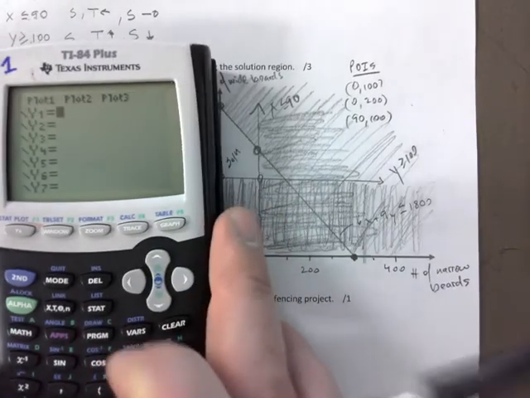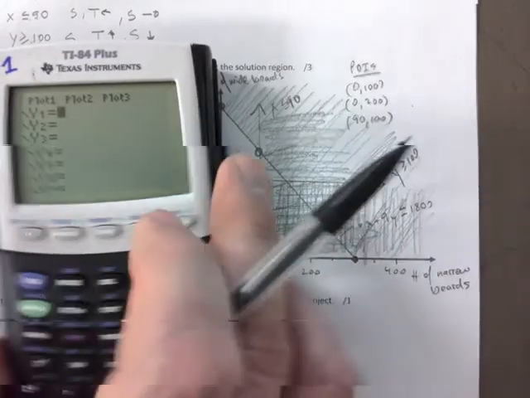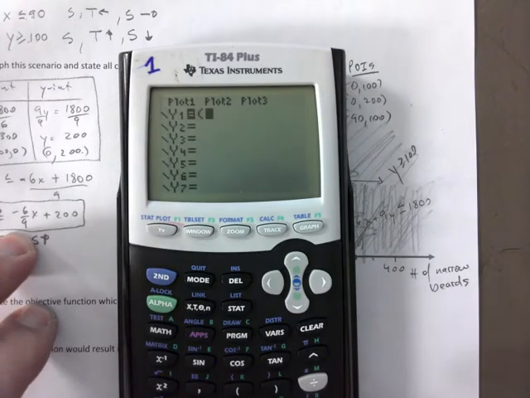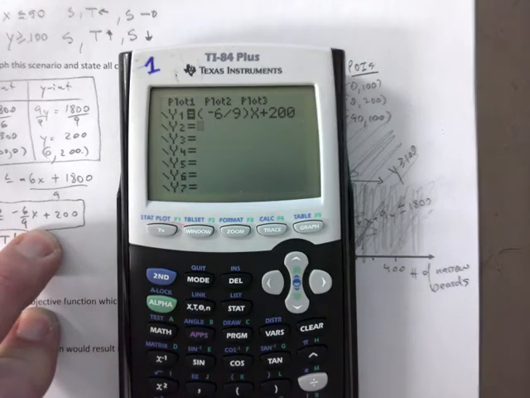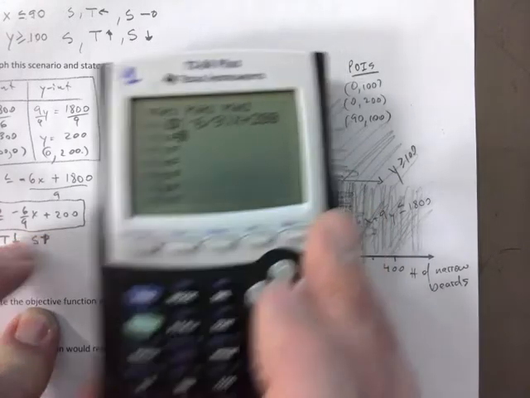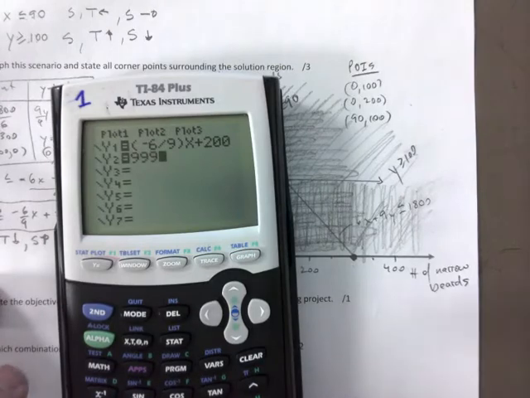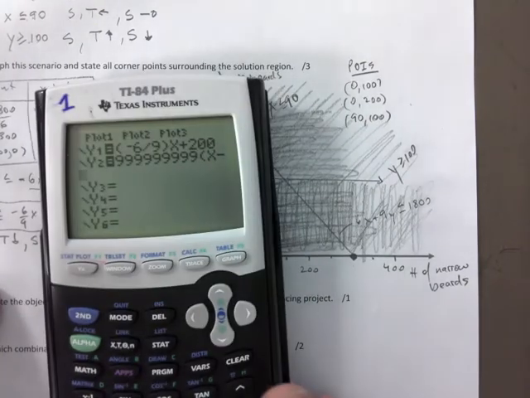I'm just going to enter the diagonal, which is this one here, -6/9. If you didn't get this, it's probably good practice to just do this anyways. And then the other one is that vertical, which is x minus 90.